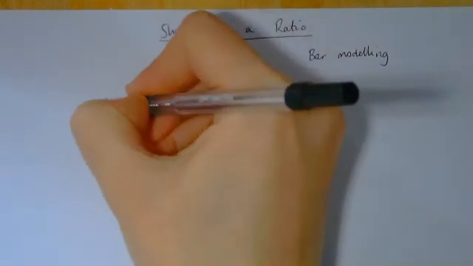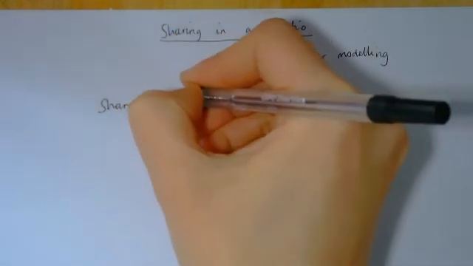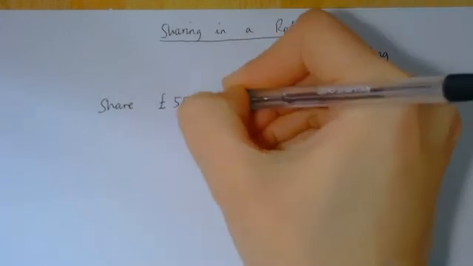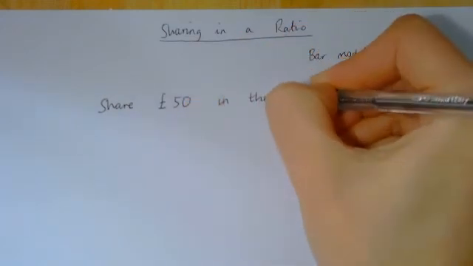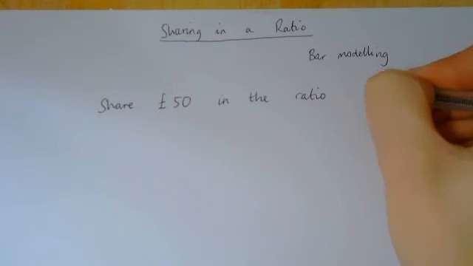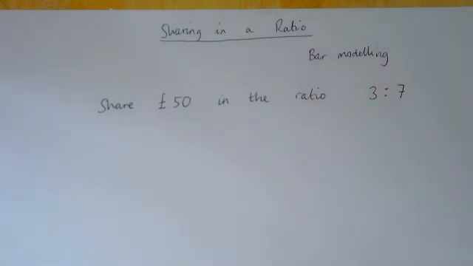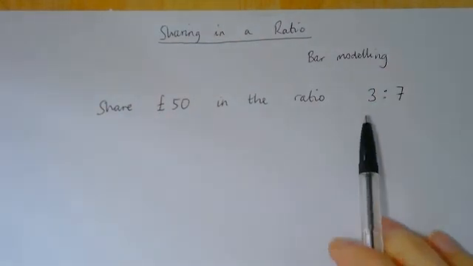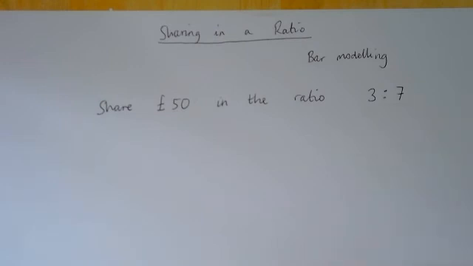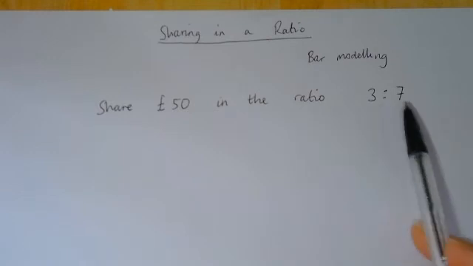So let's try and share £50 in the ratio 3 to 7. So it might be that you've got 2 people and we're trying to split the money. Now ratios help us to split it when it isn't going to be equal. So if we had 2 people and they were going to get the same amount of money, it would be really simple. We would divide 50 by 2 and they'd get the same amount. Now it's not quite as easy if we're trying to share it in a ratio that isn't equal.